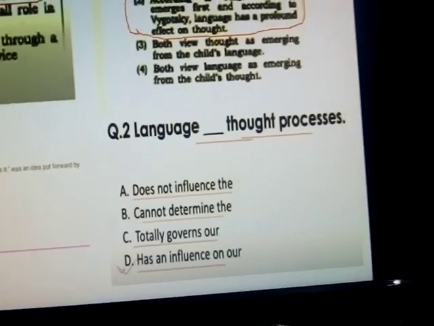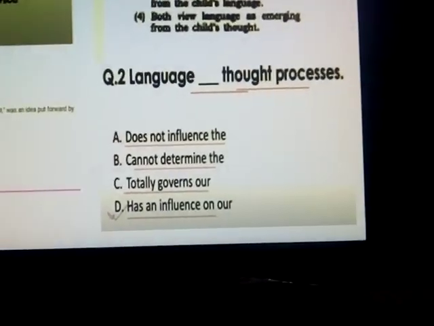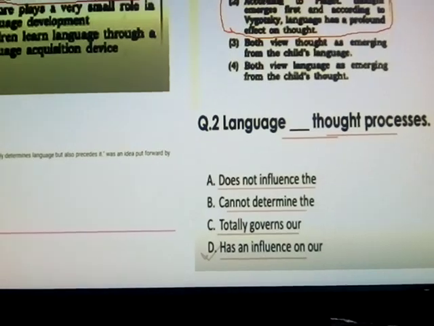Last question: language and thought is a process that has an influence on our.